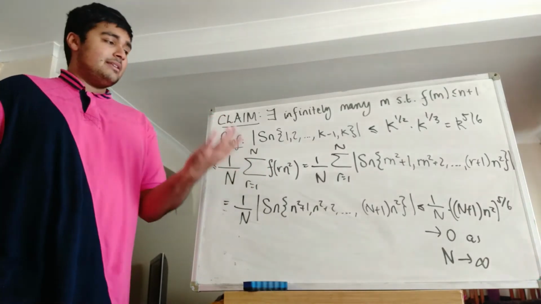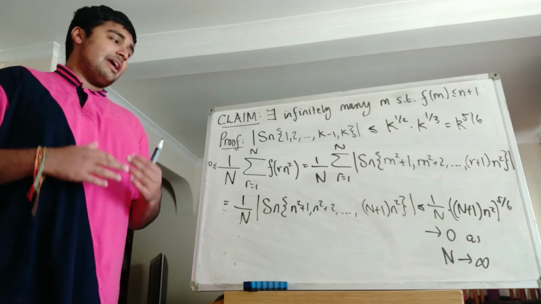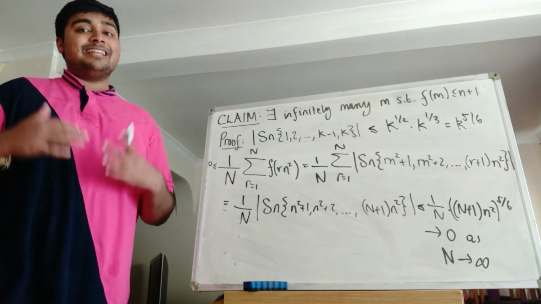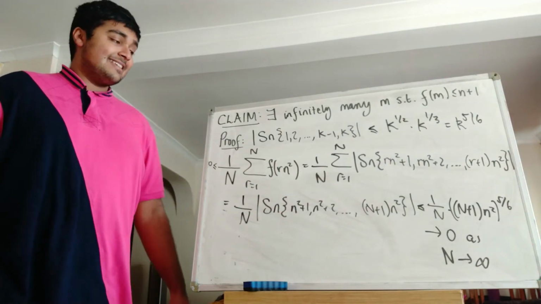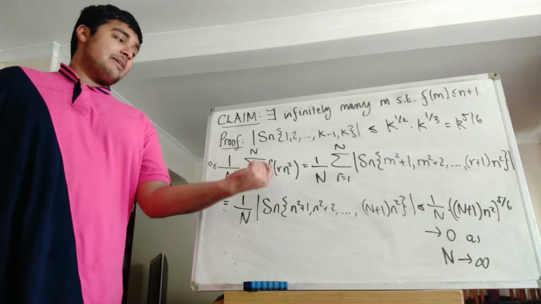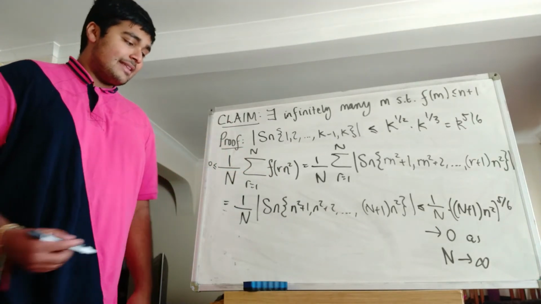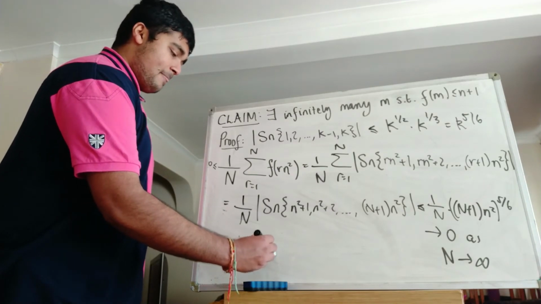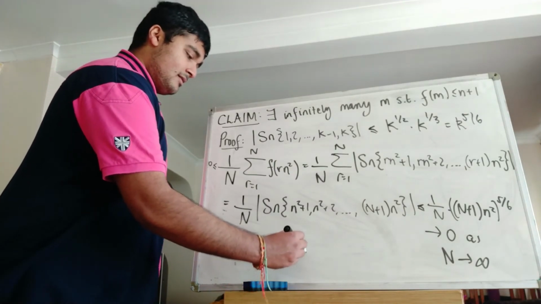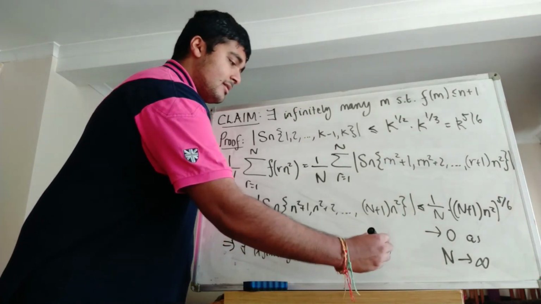Because if it was only 0 for finitely many r, well then that means that after some point, each of the f's is going to be at least 1. So there's no way that this weighted sum can tend to 0. So we've proved that there are infinitely many r such that f of r times n squared equals 0. And that of course means there exist infinitely many m such that f of m equals 0.